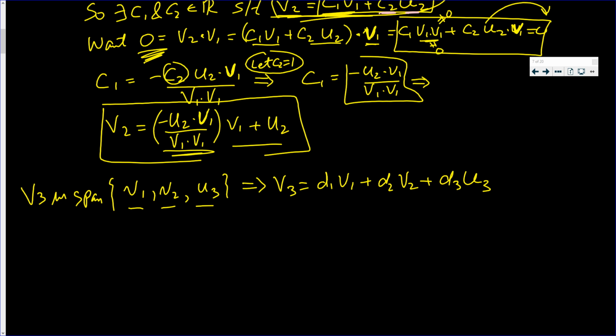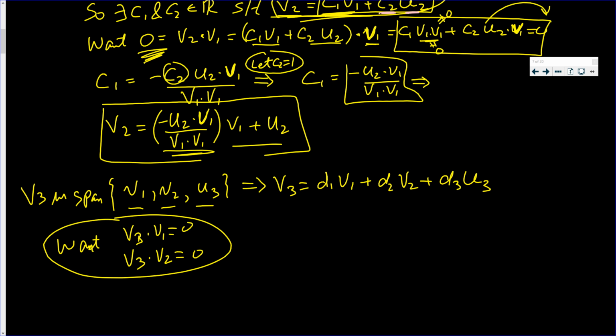Okay, now we want two things to be true. We want V3 dot V1 to be 0, and we want V3 dot V2 to be 0. It has to. Otherwise, V3 can't go into this set. It won't be an orthogonal set. Okay. So what do we do?